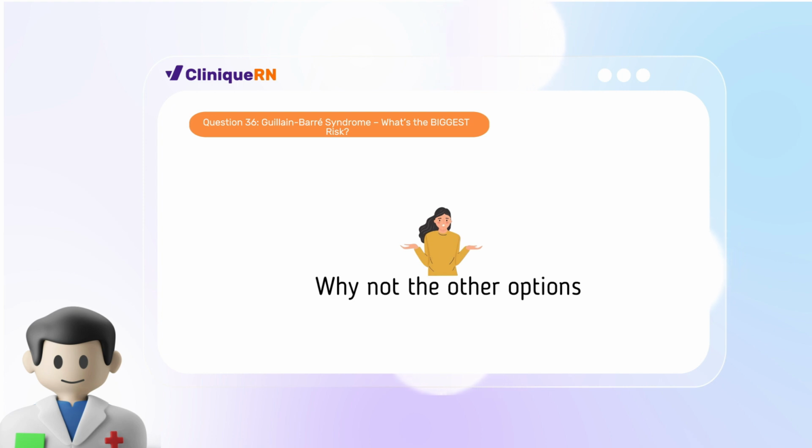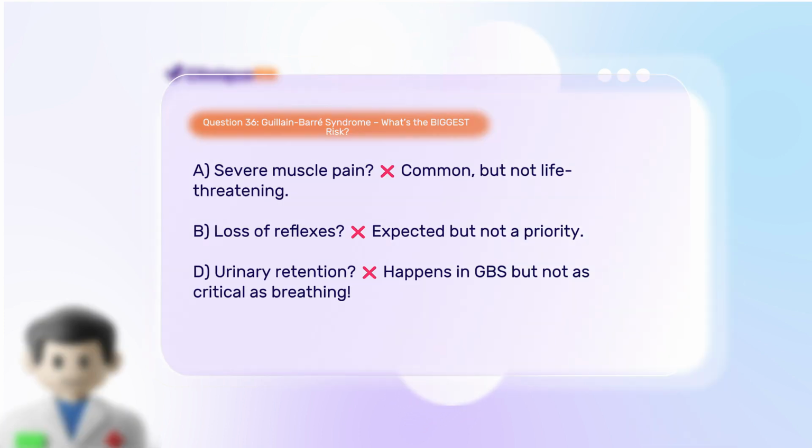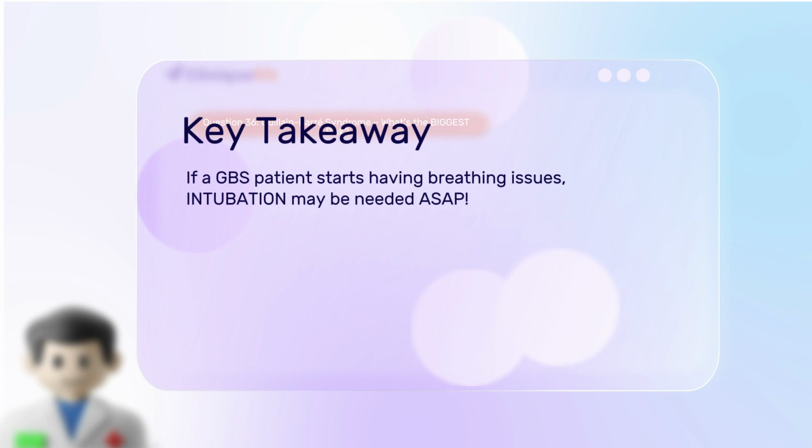Why not the other choices? A. Severe muscle pain, common but not life-threatening. B. Loss of reflexes, expected but not a priority. D. Urinary retention, happens in GBS but not as critical as breathing. Key takeaway: if a GBS patient starts having breathing issues, intubation may be needed ASAP.